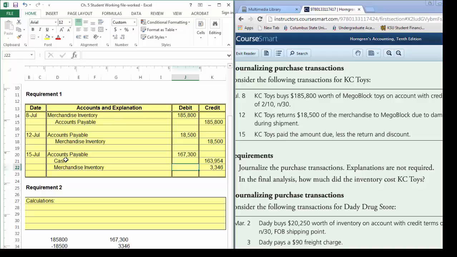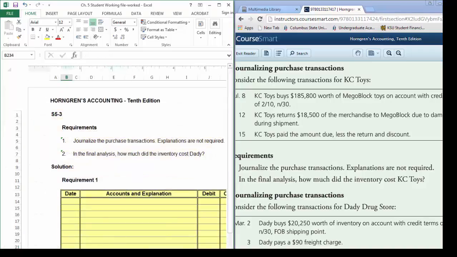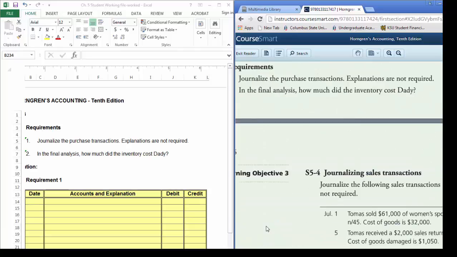It says, in the final analysis, how much did the inventory cost KC Toys? So the same calculation we did down here. We took accounts payable, we started with $167,300 minus the discount of $33.46 equals our total cost of our inventory of $163,954. So if you have any questions on this, let me know, send me an email, or post it in the Chapter 5 discussion board. Now let's look at exercise 3. Let's scroll down to exercise 3.